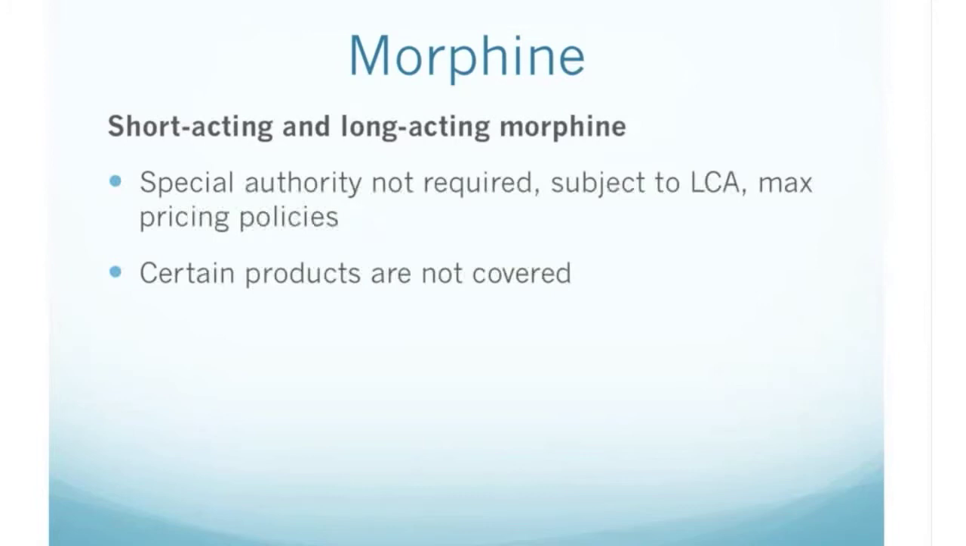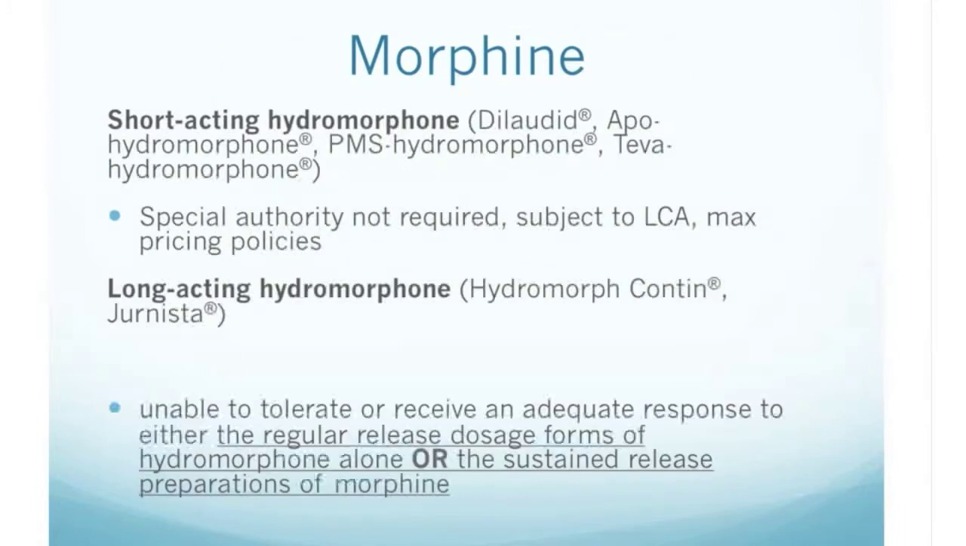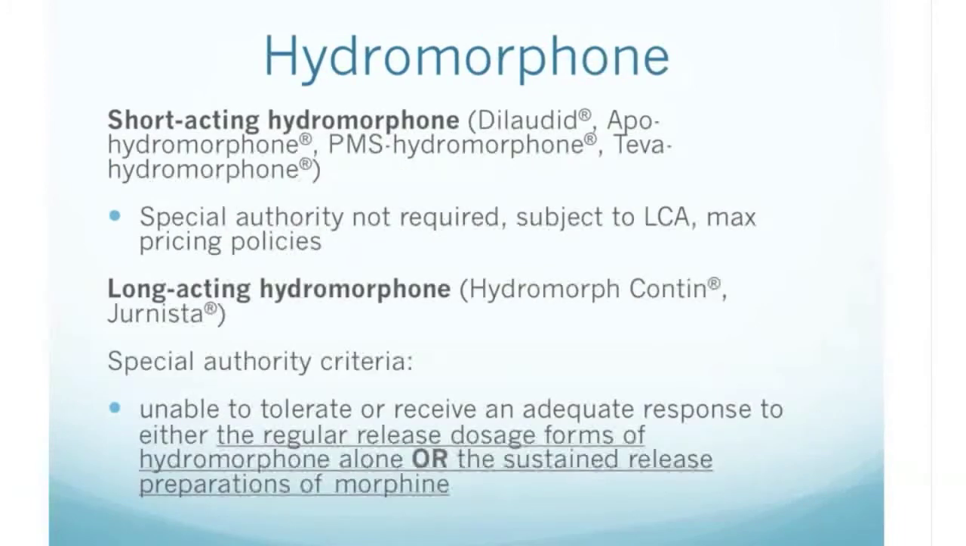The hydromorphone, the short-acting ones, such as the Dilaudid or the generic Apo-hydromorphone, PMS-hydromorphone, Teva-hydromorphone, are covered, again, subject to low-cost alternative and maximum pricing policies. The long-acting hydromorphones, such as Hydromorph Contin and the Jurnista, are covered under special authority, and the criteria for that are if you are unable to tolerate or if you've tried the regular release form of hydromorphone or the sustained release form of morphine, and did not get an adequate response to it.